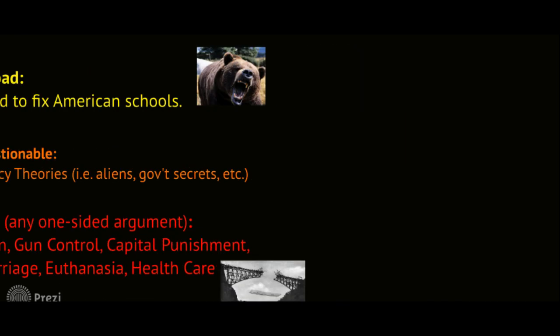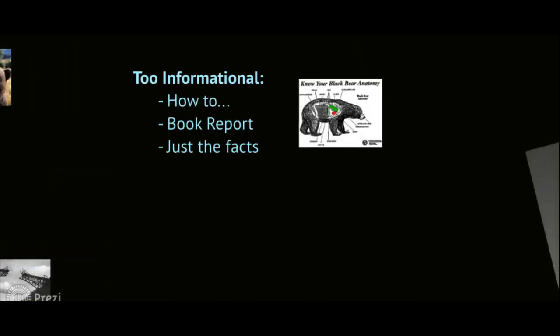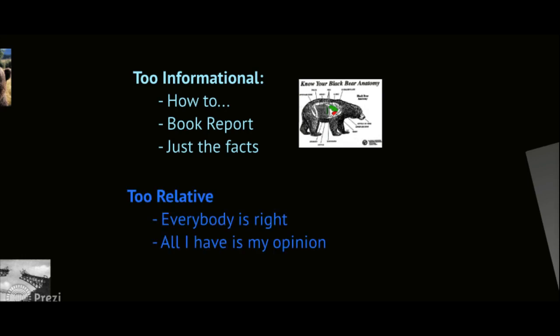Now, we've talked about Papa Bear. Let's look at Mama Bear. Mama Bear kinds of essays are a little bit too informational. Remember that your purpose here is to persuade your audience, not just to inform them, not just to tell them how to do something or report on something or give them just the facts. You're going to do that, but you have to do a little bit more. Also, you don't want to be too relative. You can't just say, you know, everybody's right, or all I have is my own opinion to base this on. Obviously, you need a little bit more support than that, and you need to actually choose a side to defend.